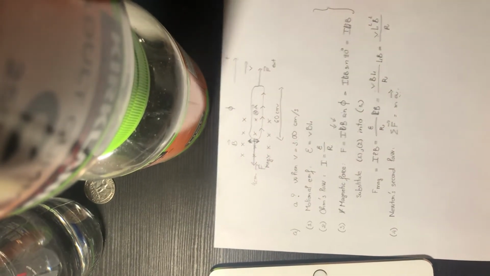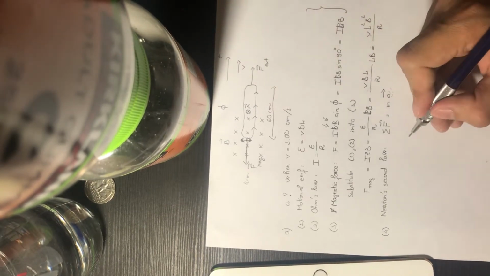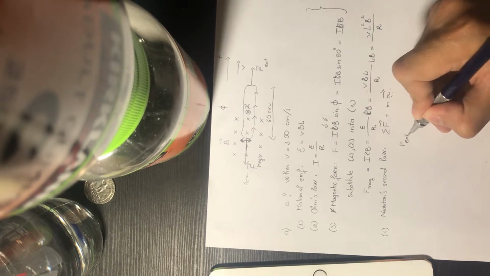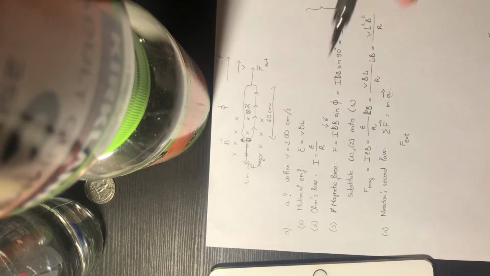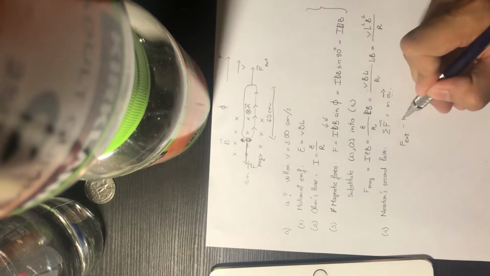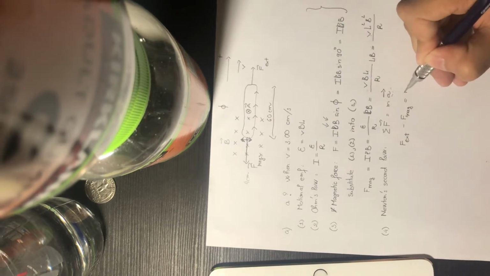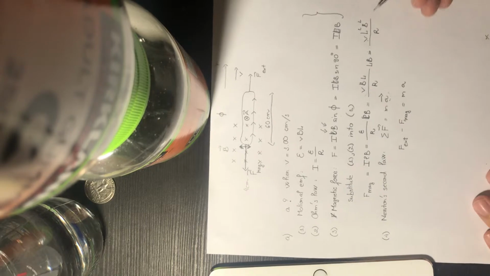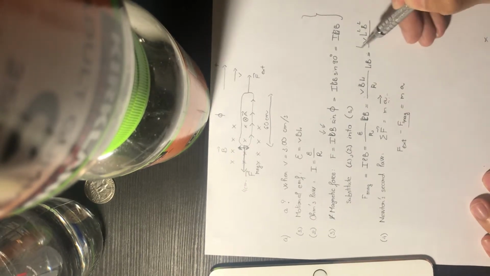And now you can see that the external force is in positive direction, and the magnetic force is in negative direction, so it must be minus, equal MA. Now we will replace magnetic force by this formula.